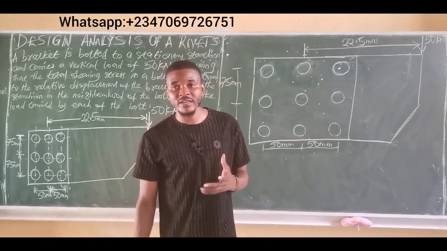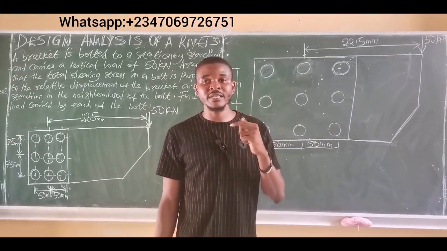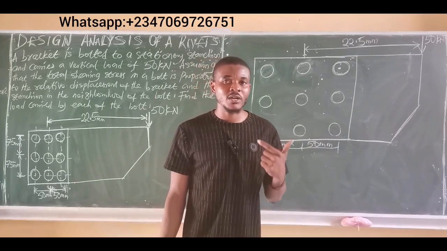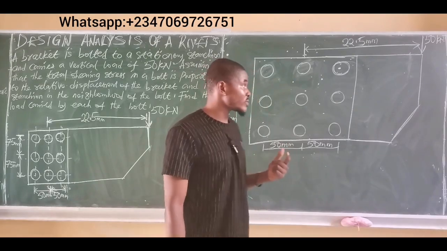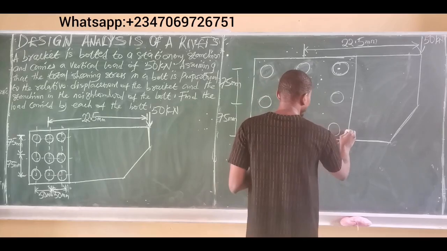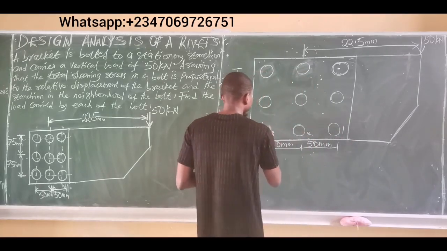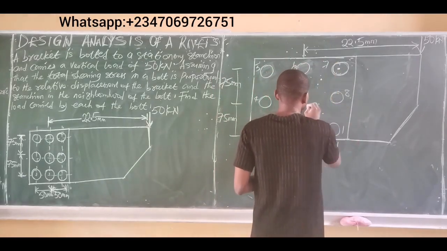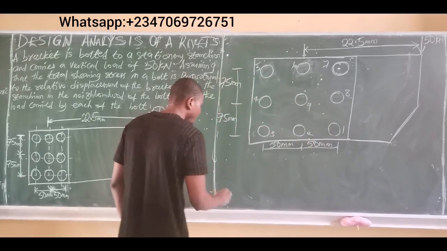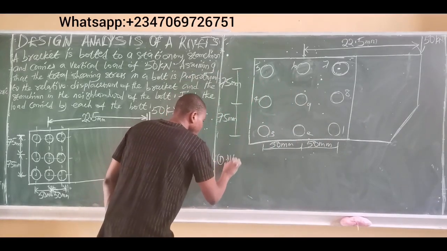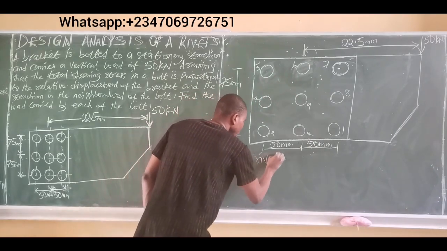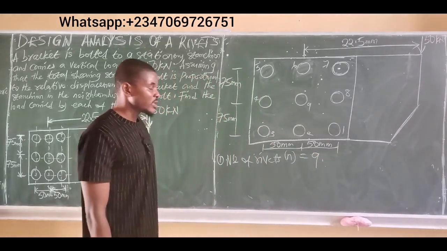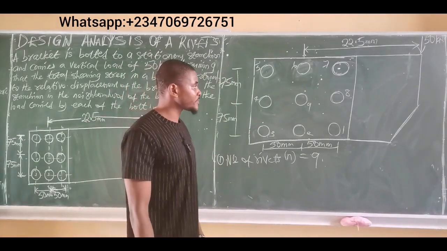In analyzing a group rivet such as this, the first thing to do is count the total number of rivets involved. Obtain the total number of rivets involved. So let's start. We can start with 1, 2, 3, 4, 5, 6, 7, 8, and 9 rivets. So the number of rivets n is equal to 9. This is the first thing to do.